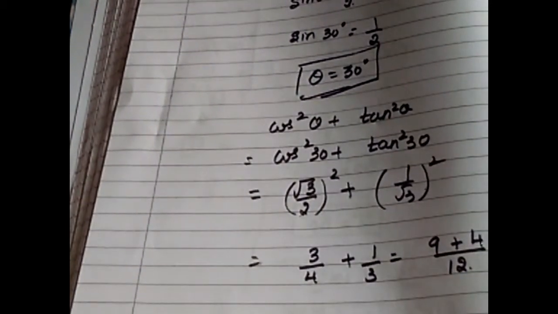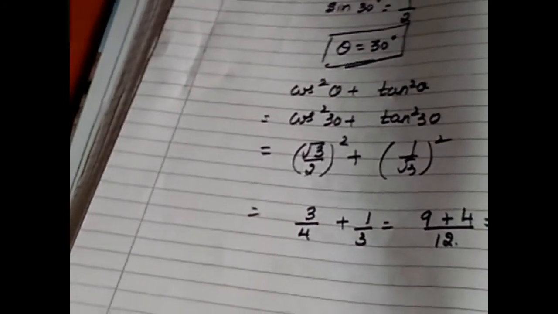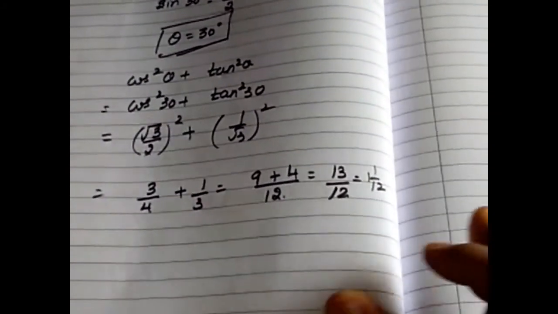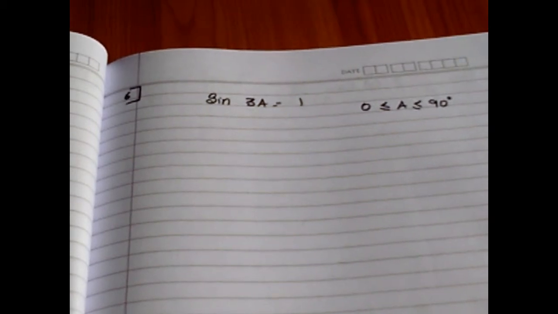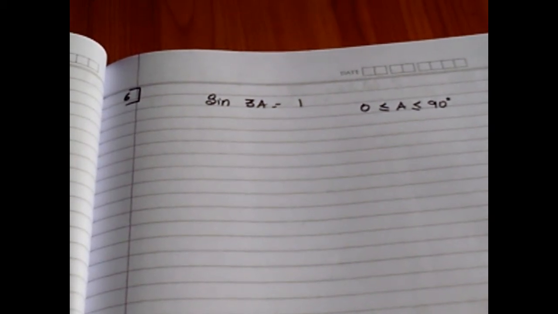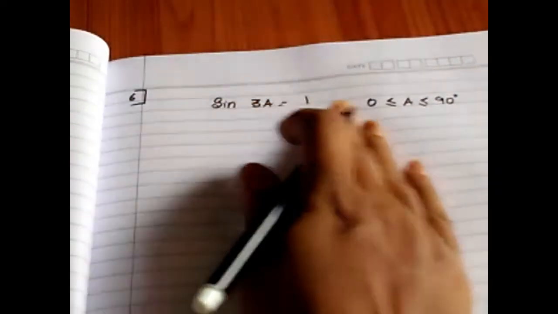So next it is question number 6. Sin 3a is equal to 1, and 0 is less than or equal to a is less than or equal to 90. That means to say the value of a can be equal to 0 or greater than 0, but it should be less than or equal to 90. So proceed in the same way, children.